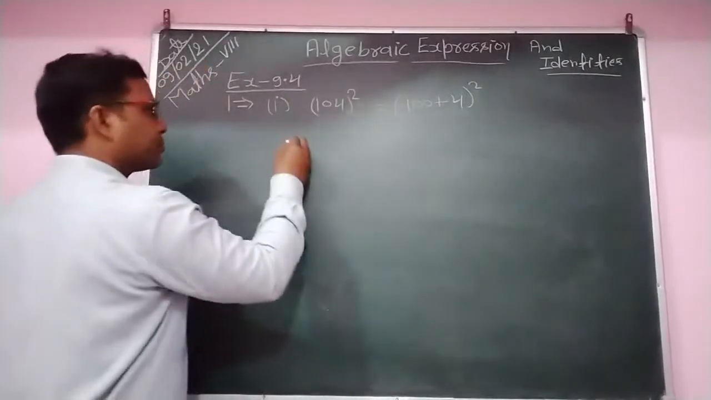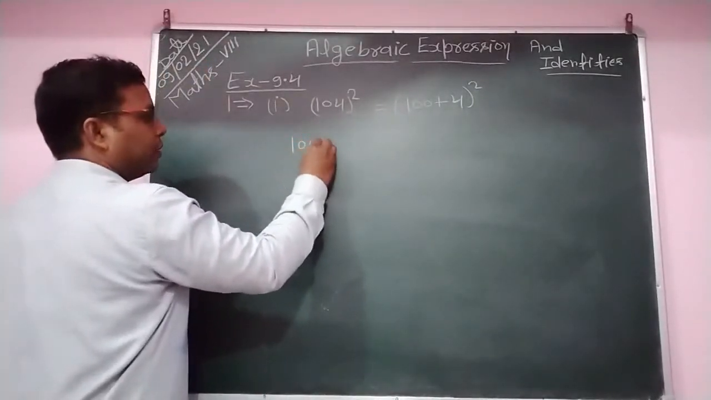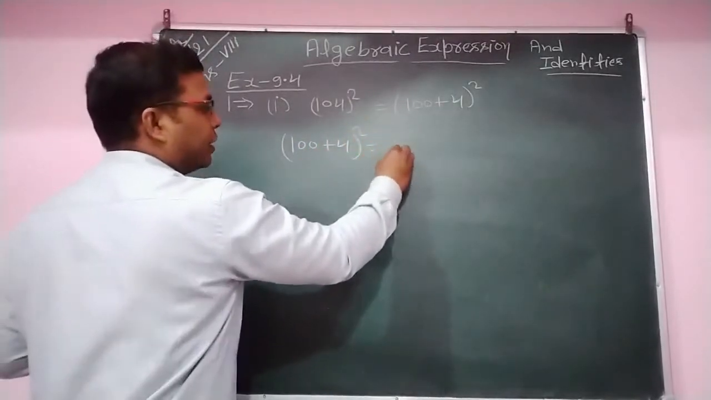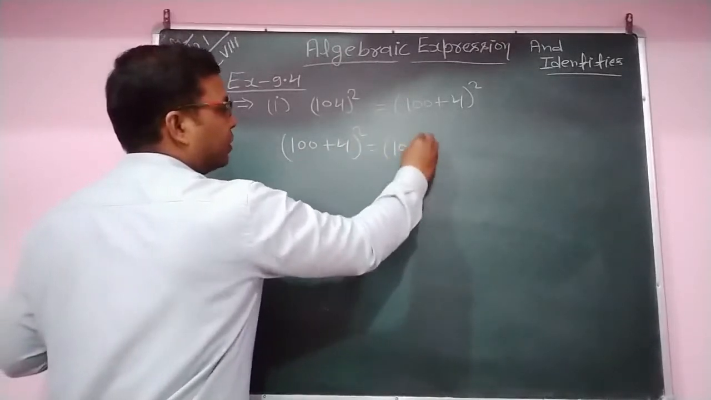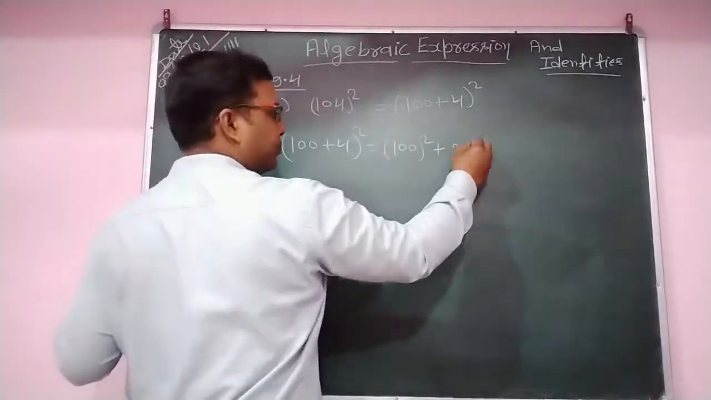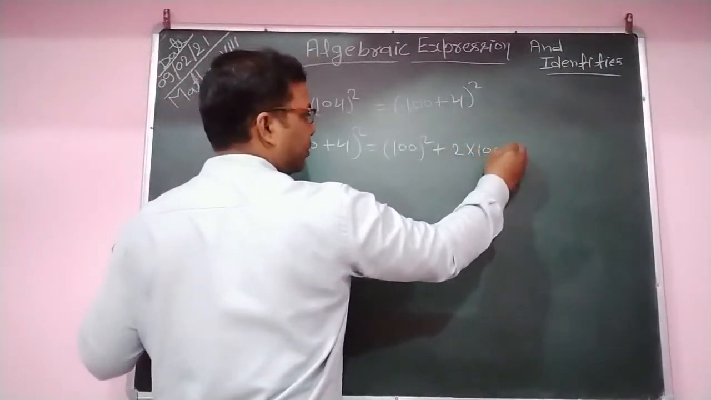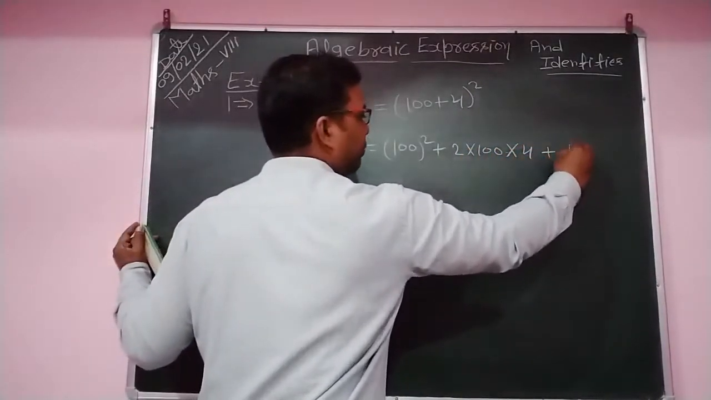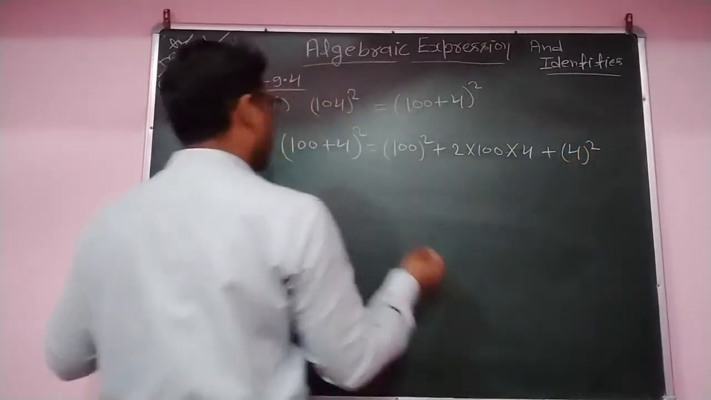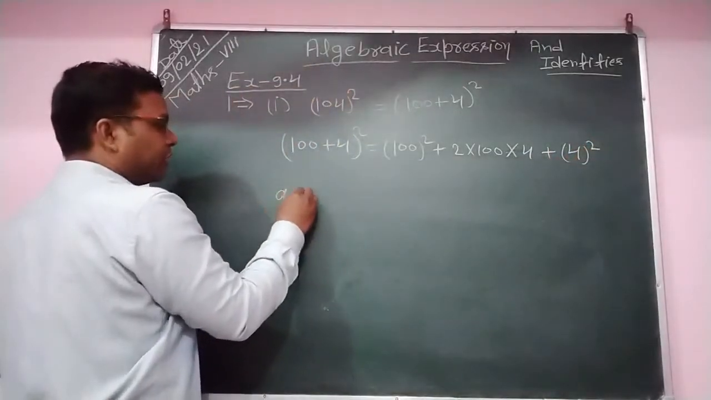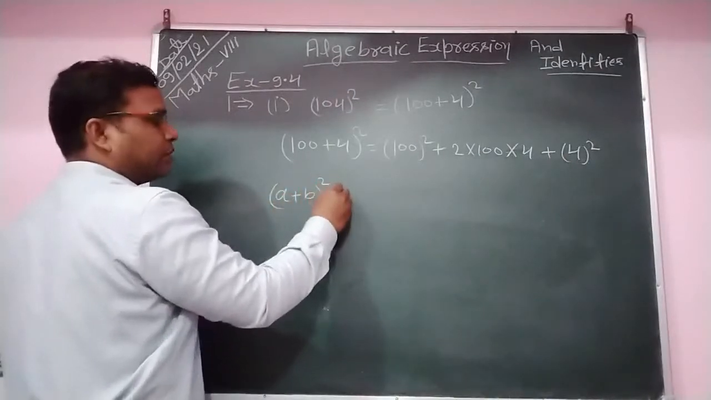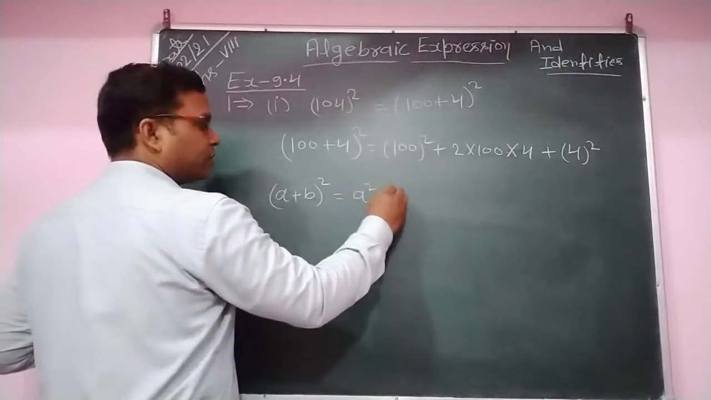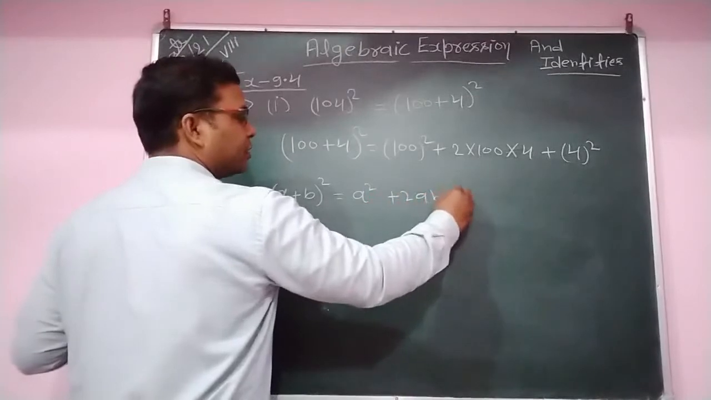You can write 100 plus 4 whole square. According to the first identity, we can write it as square of 100 plus 2 into 100 into 4 plus square of 4. Clear? So here we use the first identity. What is the first identity? Whole square of a plus b is equal to a square plus 2ab plus b square.